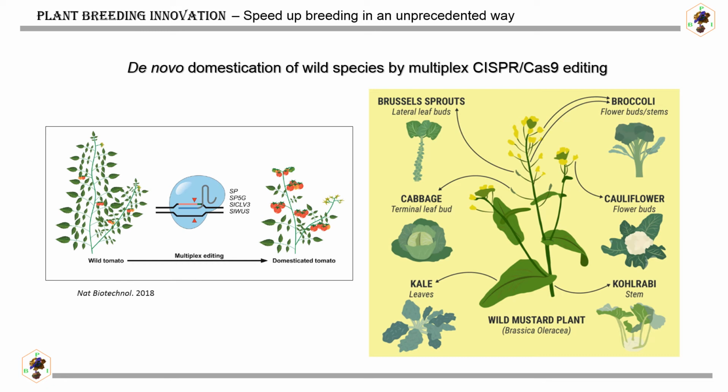From domestication experiments in tomato, we can imagine domestication of brassica wild species within one generation could be achieved using multiplex CRISPR-Cas9. Over the last few thousand years, farmers have bred Brassica oleracea into 6 common vegetables that many people buy and eat on a regular basis. If domestication of this wild mustard plant is demonstrated, we could have very exciting new opportunities for the development of brassica varieties.